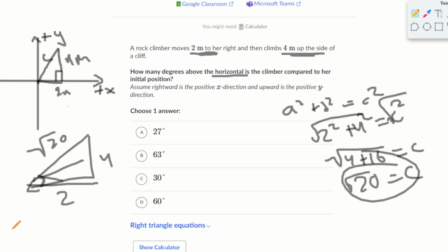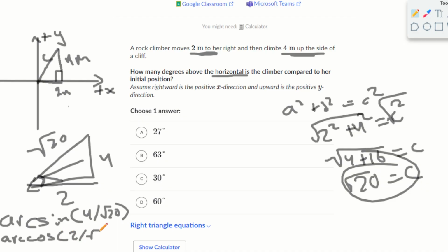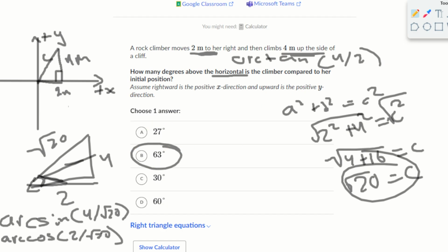So if you want, you could do arc sine, which is just inverse sine, of 4 over square root of 20. You could do arc cosine of 2 over root 20. Or if you wanted to skip all this work to find the hypotenuse, you could just do arc tangent of, and arc tangent is opposite over adjacent, so just y over x. So you could have just done arc tangent of 4 over 2, and that would have given you the same answer of 63 degrees.